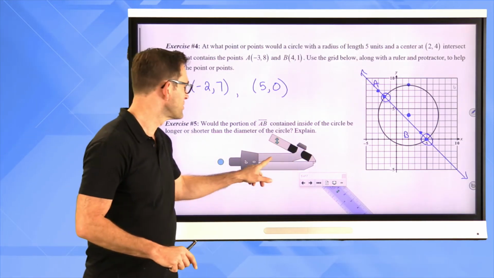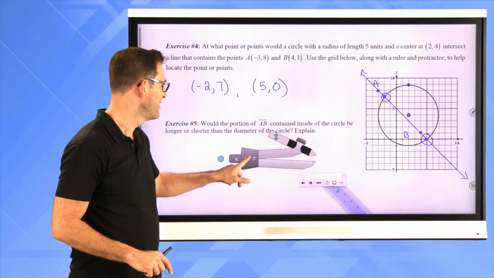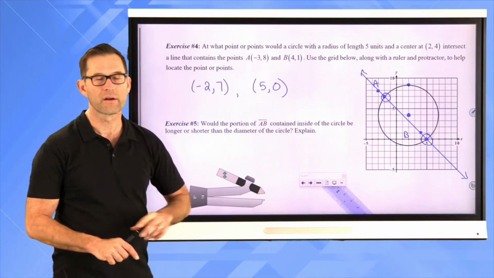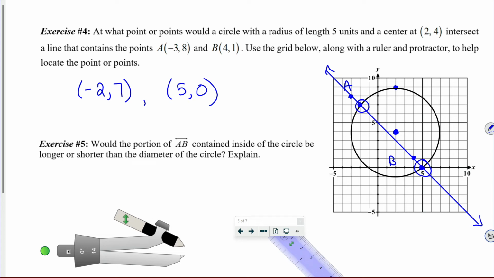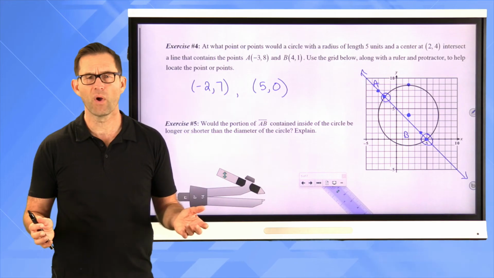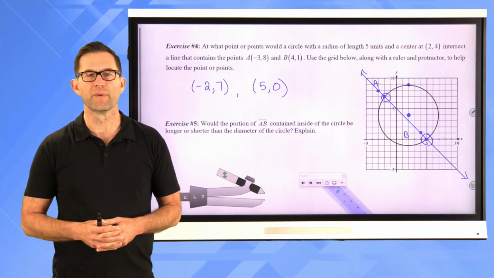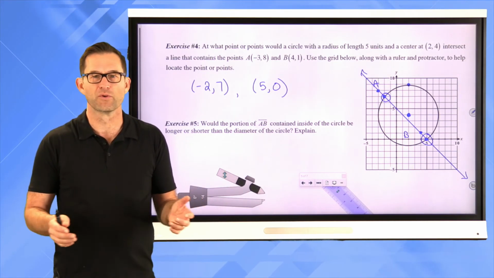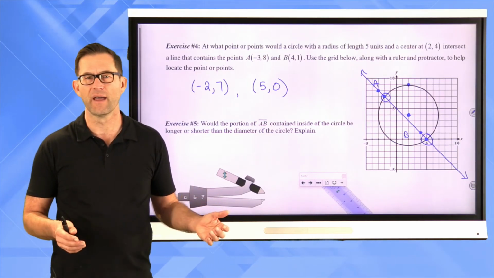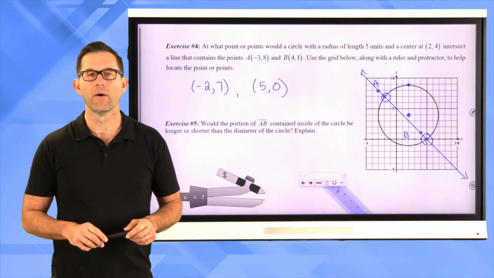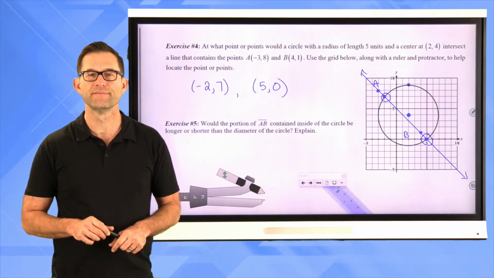Now, I really like exercise number 5. Let's take a look at that one before we make our compass do the splits. Exercise number 5. Would the portion of line AB contained inside the circle be longer or shorter than the diameter of the circle? Explain. Awesome. So it seems a little bit weird because I don't know the length of the portion inside of the circle, and how do I then compare it to the length of the diameter? Well, pause the video now and see if you can figure that out.